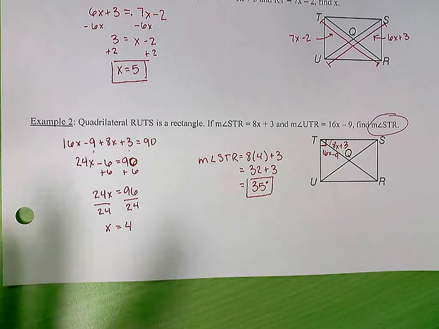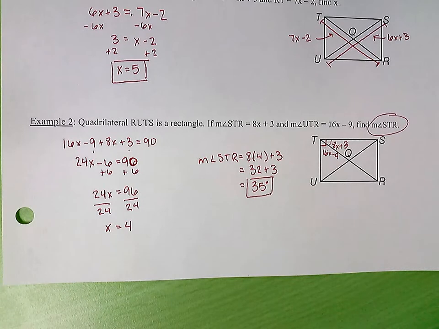That'll be equal to 35 degrees. Okay, make sure you are reading your problem so you know what you're looking for. So the first example we did, it just said solve for x. On this one, it wanted you to find the measure of that angle. So make sure you look back at that problem to see what it's asking for. Okay, questions on that?